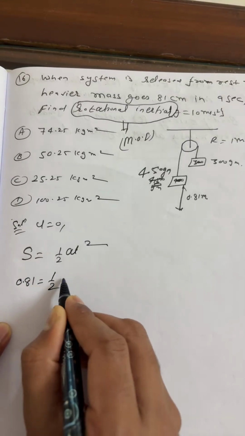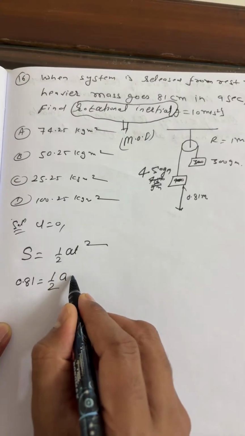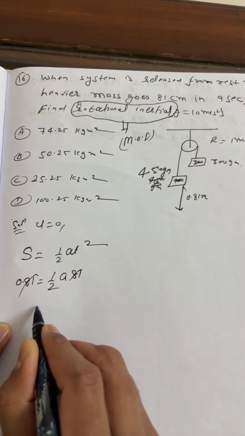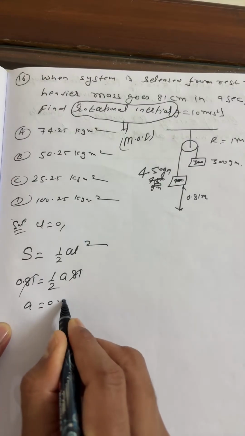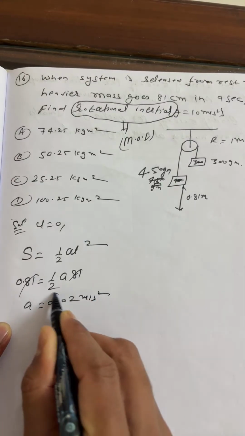0.81 by 2. A, we wish to find. Time is 9 seconds. 9 nines are 81. This cancels here. So acceleration will get 0.02 meter per second square.